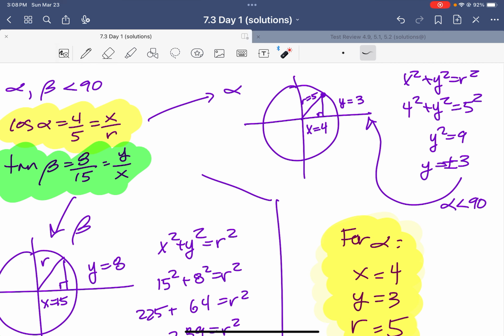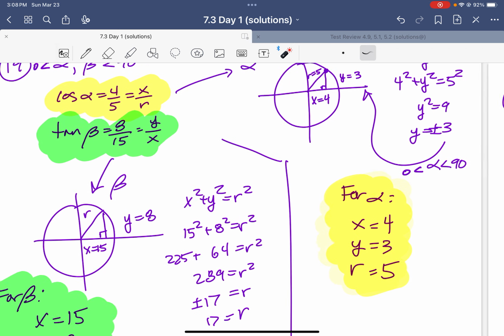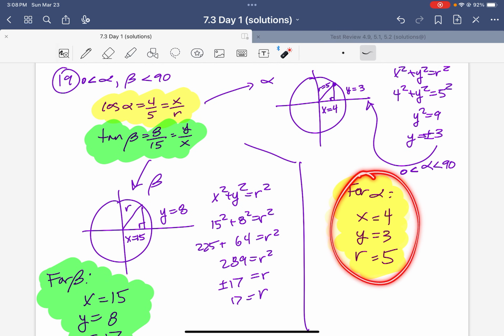But since they tell me it's first quadrant, since alpha is less than 90, that means it must be over here. Actually, not only that, it needs to be between 0 and 90. So to be acute, it must be between 0 and 90. It can't be negative. That would just be kind of weird for the proper definition. So for alpha, I know my x, y, and r.